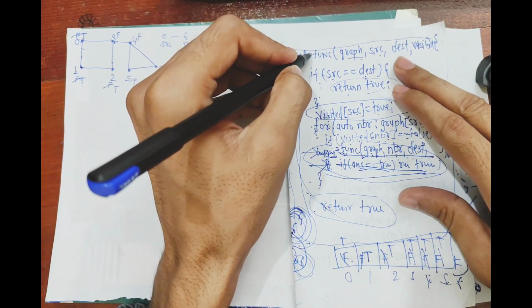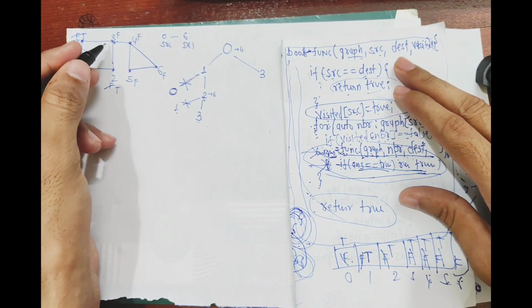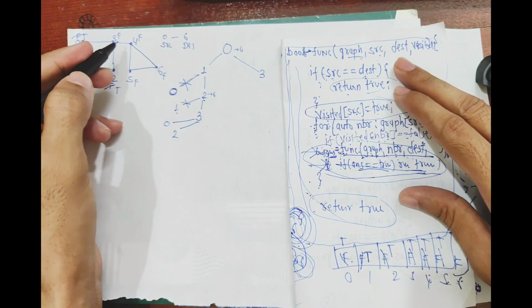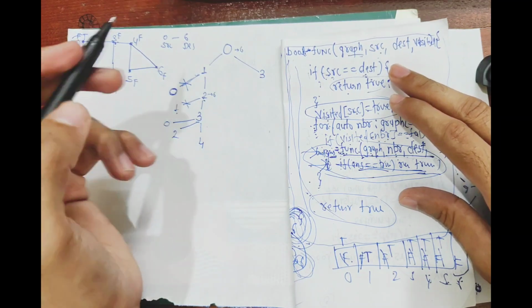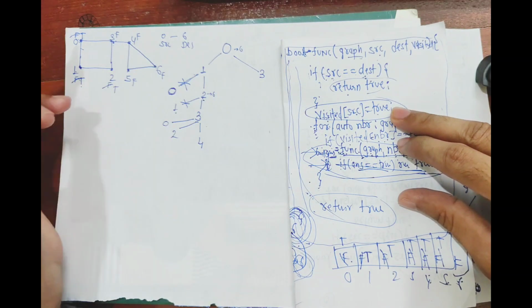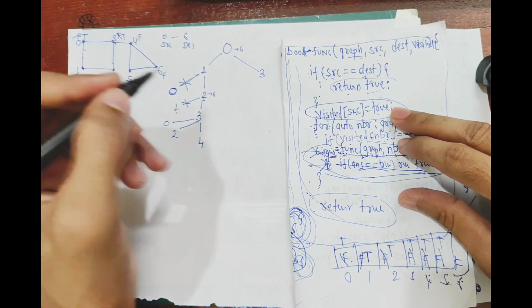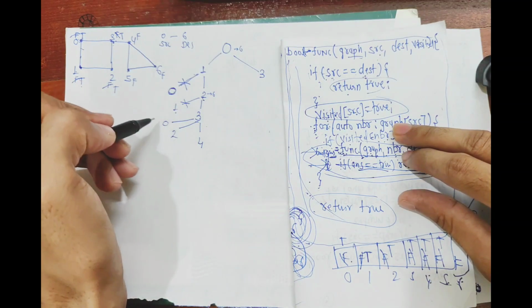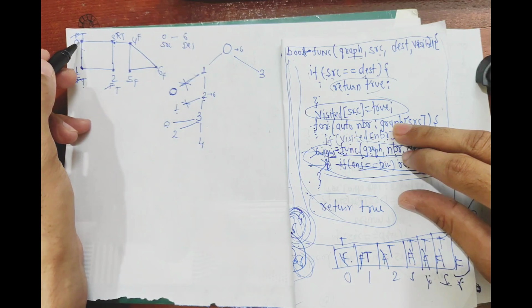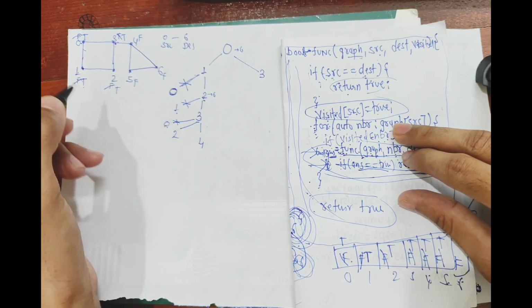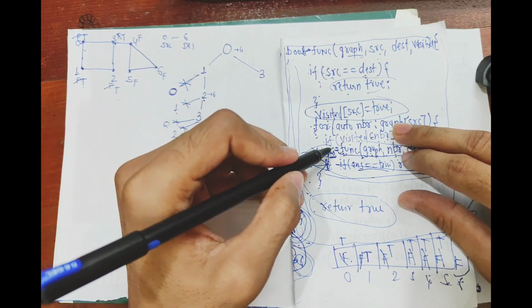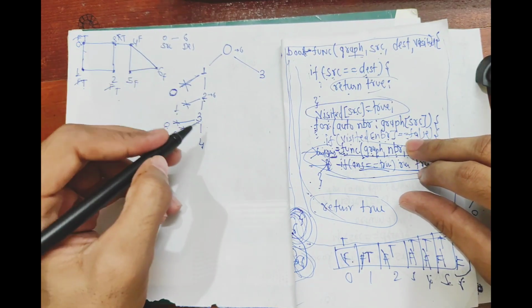So we came to the starting. 3's neighbors are 0, 2 and 4, right? Now we mark 3 as true, and then we will check the neighbors. So 3's neighbor 0, but 0 is marked as true, so we will not do anything with this. 2 is also true, so this will also not go into this path. Now check with 4. 4 is false.